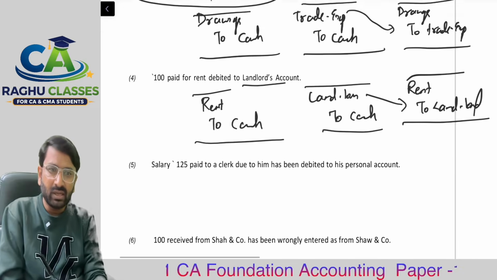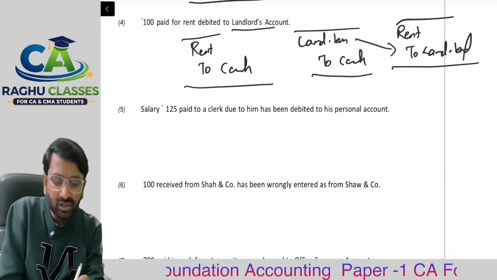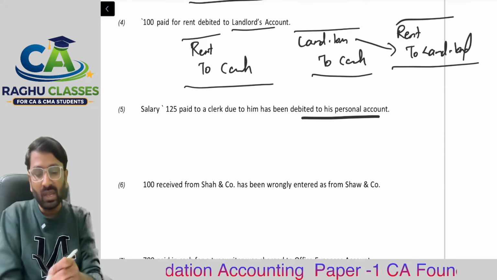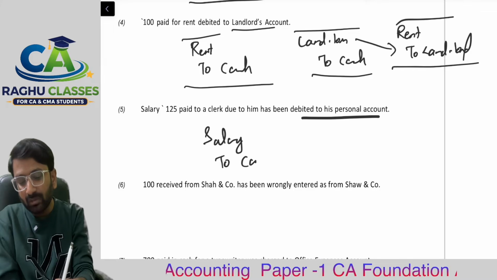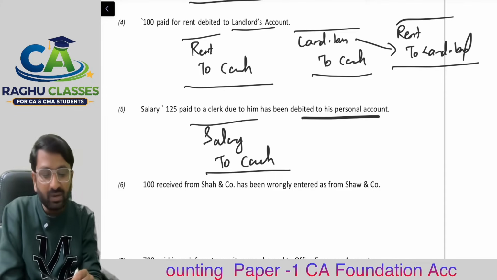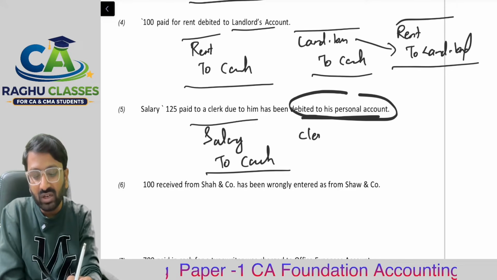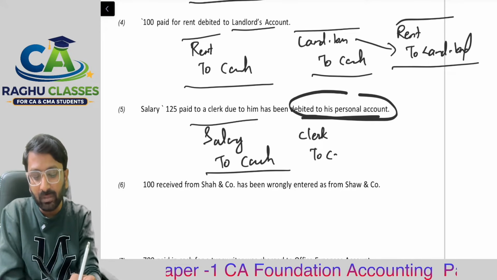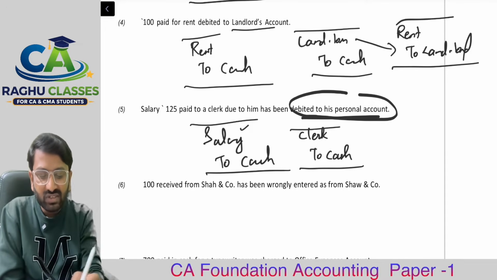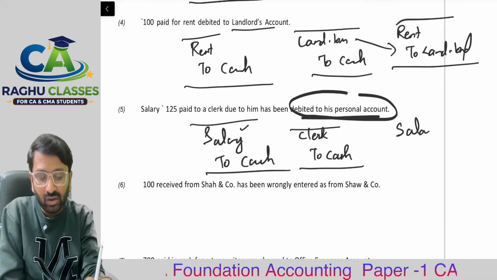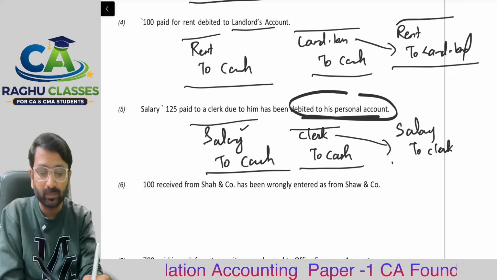Next one. Salary of rupees 125 paid to the clerk has been debited to his personal account. So when you pay salary, can we say the correct entry should have been salary account debit to cash. But instead of debiting salary, it is debited to his personal account. So the wrong entry would be clerk account debit to cash. So what is the rectification now? Can we say salary needs to be debited now and clerk account needs to be cancelled. So salary account debit to clerk account.